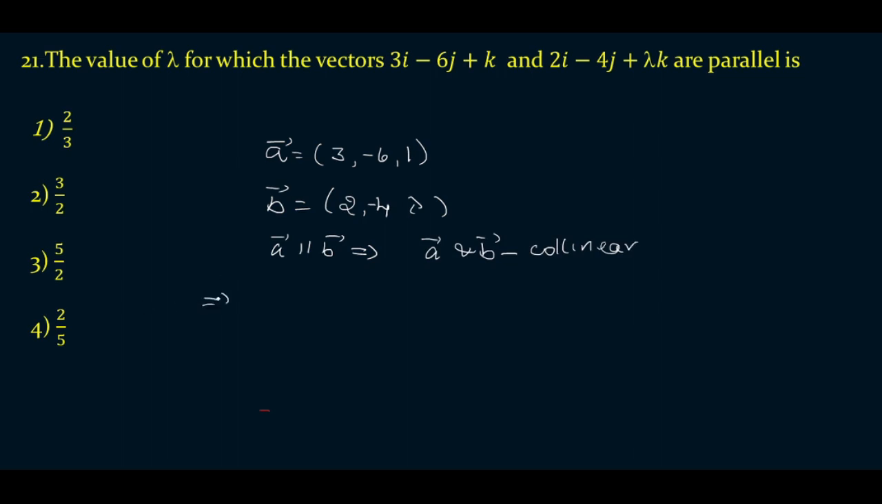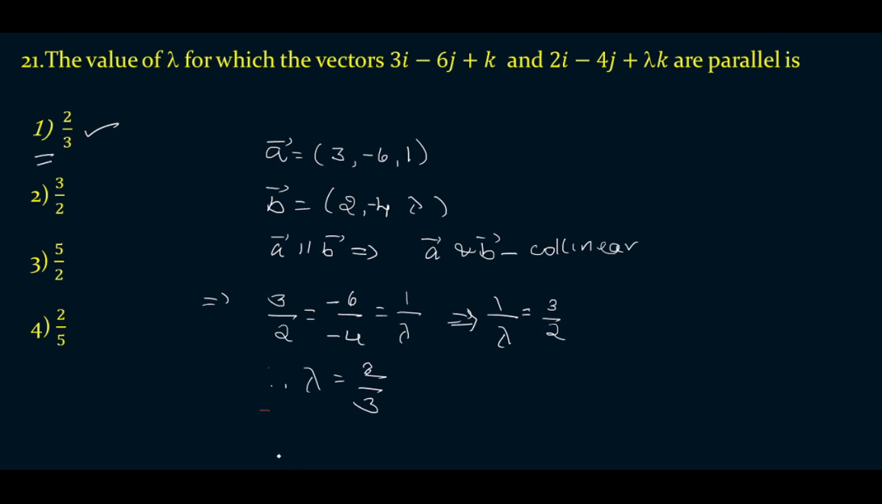It implies the direction ratios are proportional. It means 3 divided by 2 is equal to minus 6 divided by minus 4 is equal to 1 by lambda. It implies 1 by lambda is equal to 3 divided by 2. Therefore, the value of lambda is the reciprocal, 2 by 3, the first option. Therefore, the correct option is the first option.